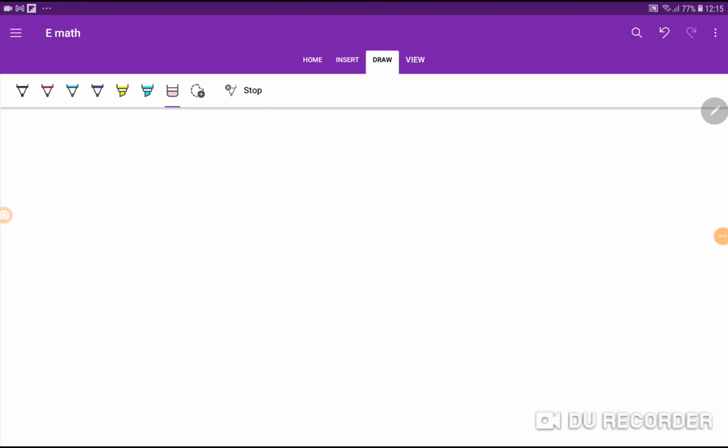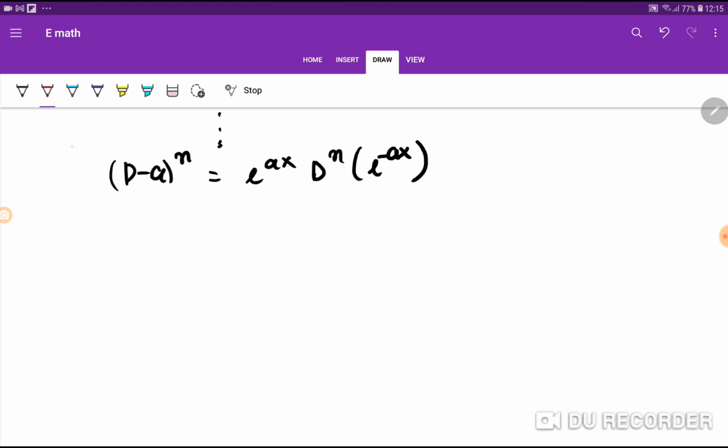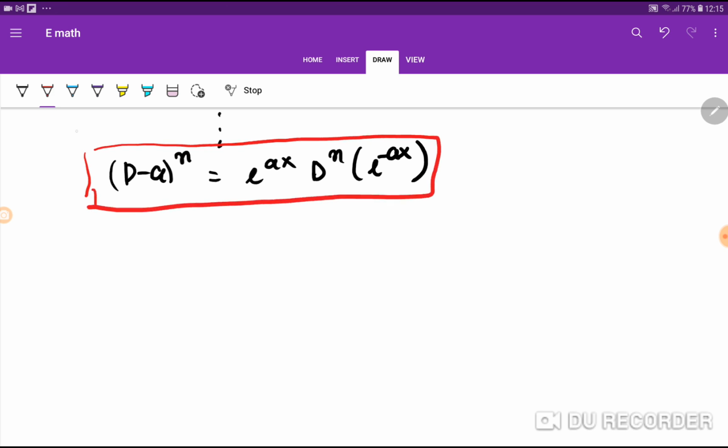Hey guys, so I just came back from doing some internet research, and let me try to explain to you what this term means. In common language, if you recall the binomial theorem, what does it say?